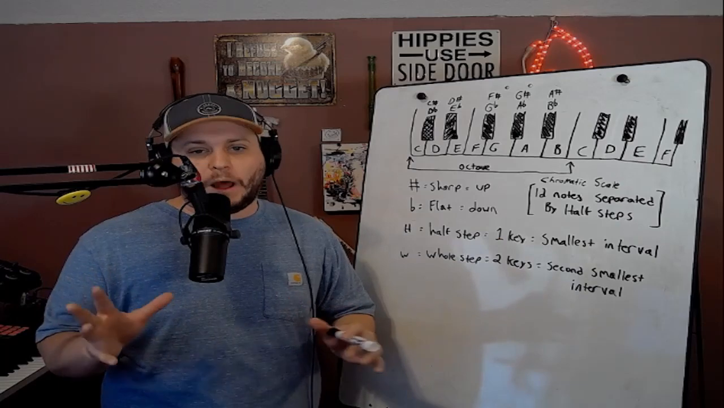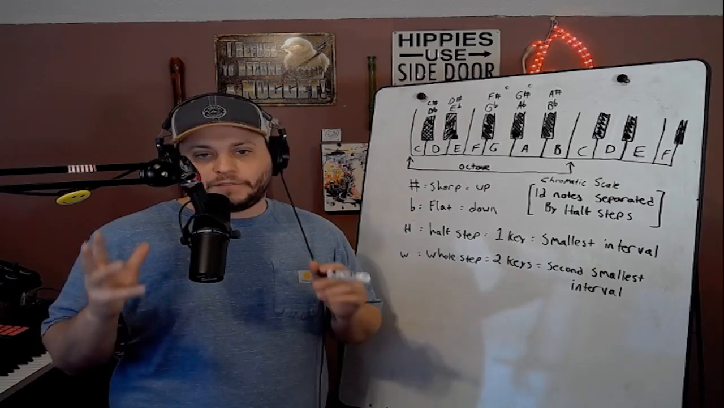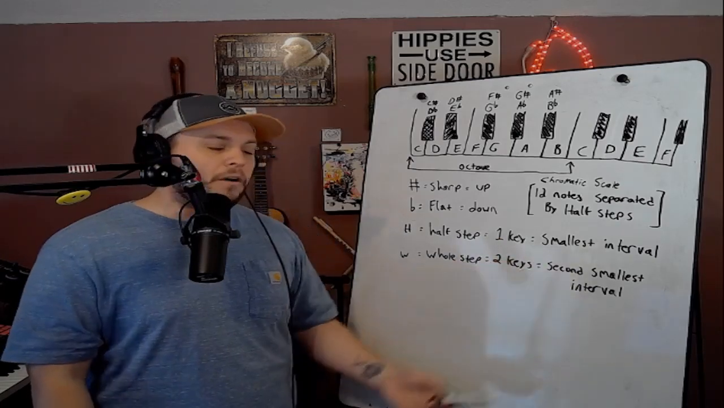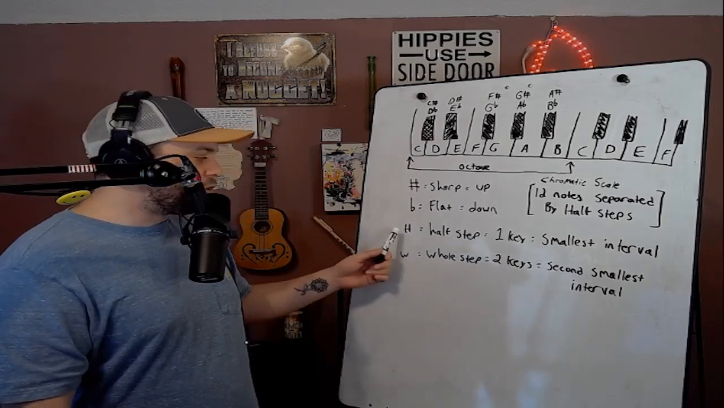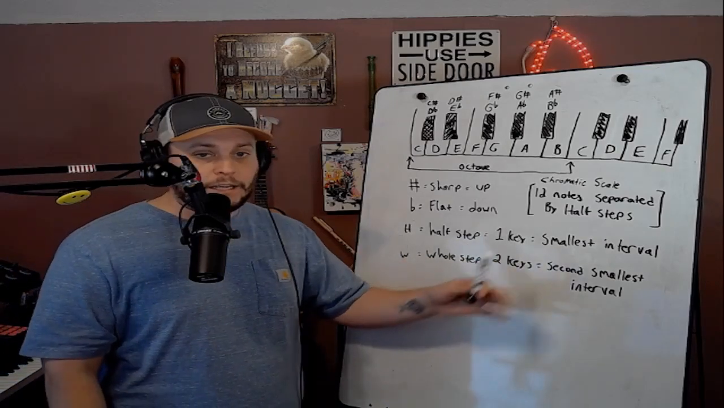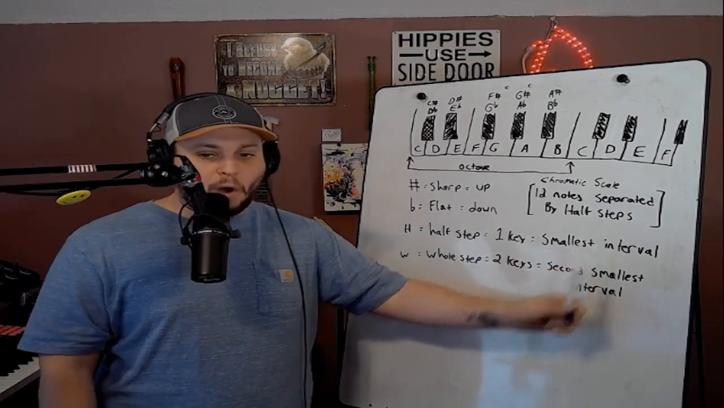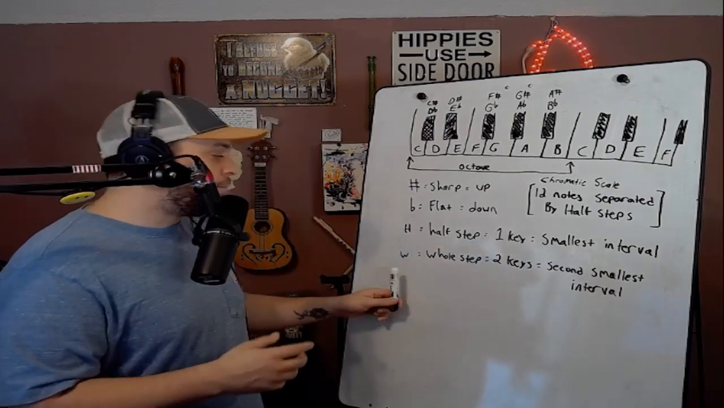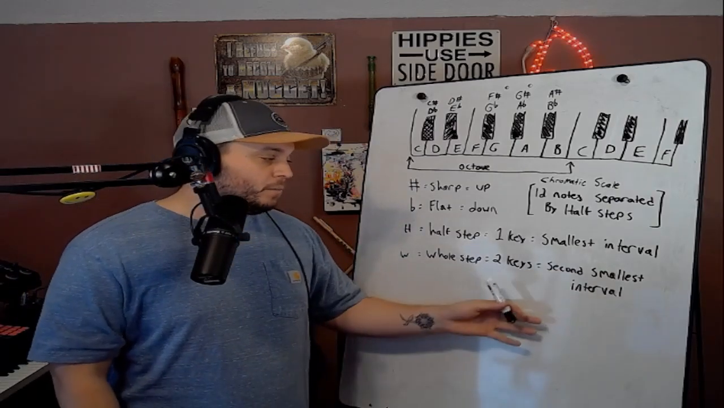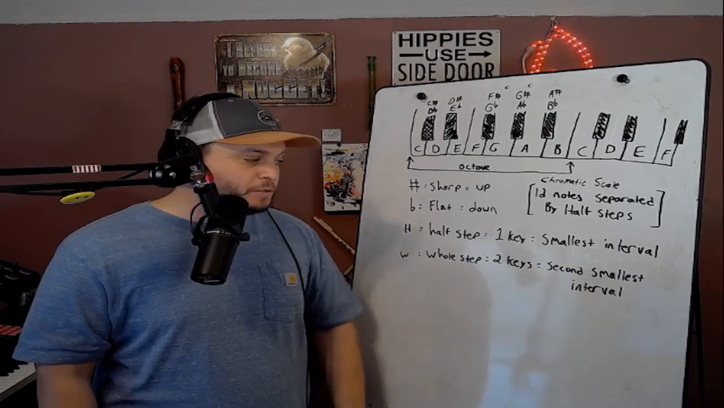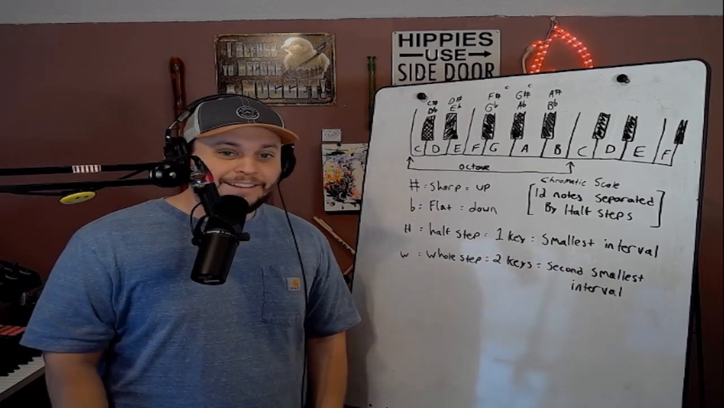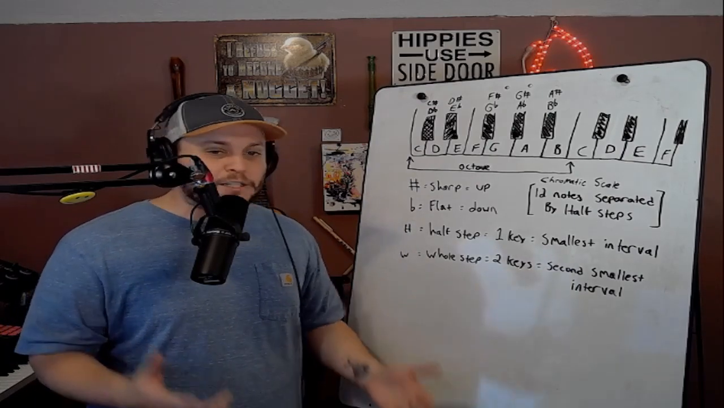That's probably going to be the topic of the next video, what are intervals. But just know that a half step, one key, regardless of color, is the smallest interval, and a whole step, which is 2 keys, regardless of color, is the second smallest interval. I dropped my pen, and the interval is the space between 2 notes.